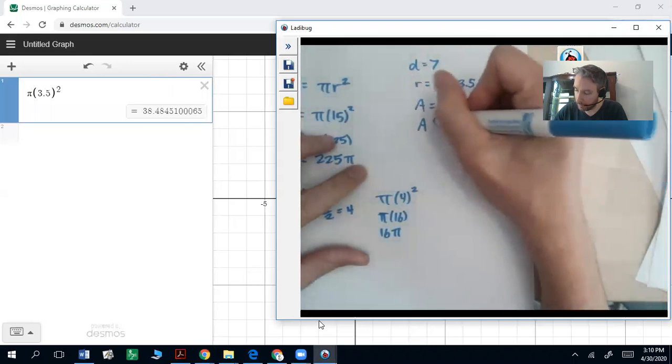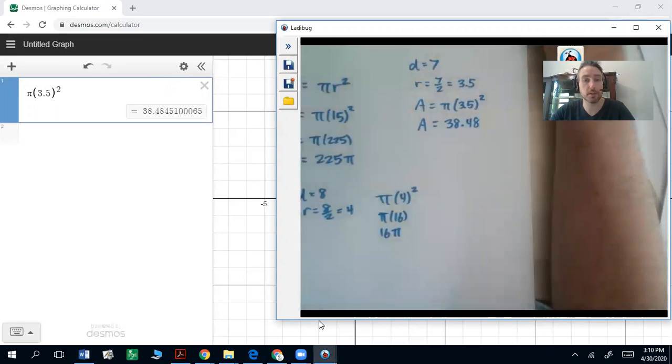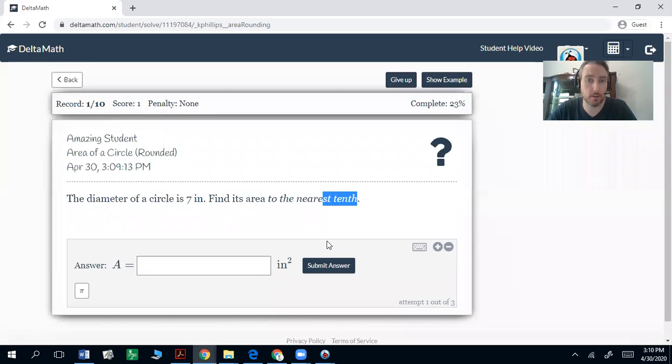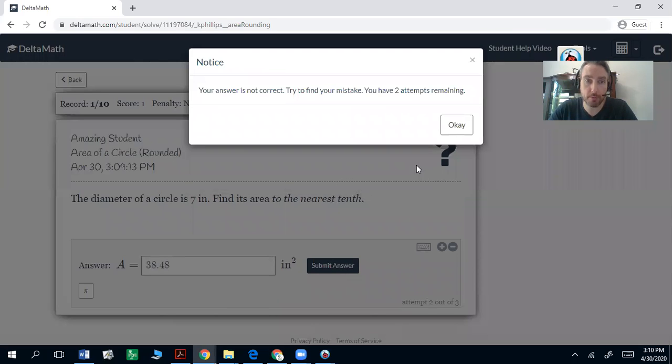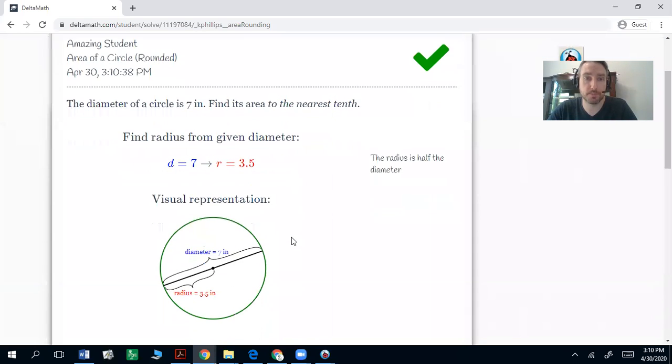Now you got to be very careful on this because 38.48 is rounded to the nearest hundredth. This question is going to ask you rounded to the nearest tenth, okay? So 38.48, it'll say it's wrong because 0.48 is not rounded to the nearest tenth. You got to make that one number. 0.48 is not going to be 0.4, it's going to be 0.5 because the 8 is going to round that up. So that's how you do those.